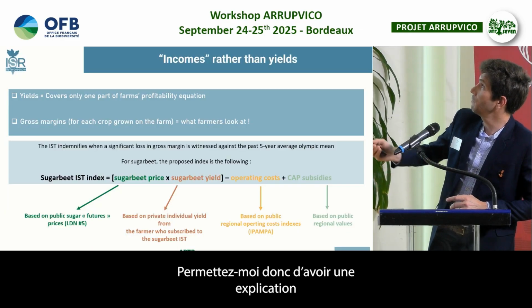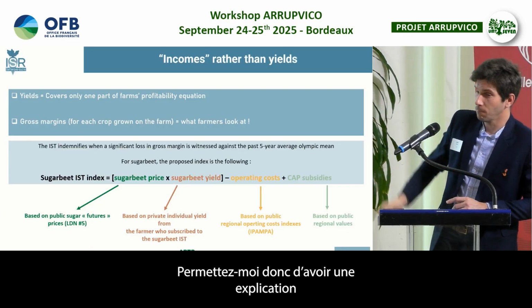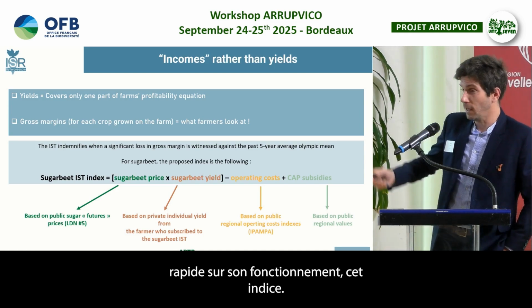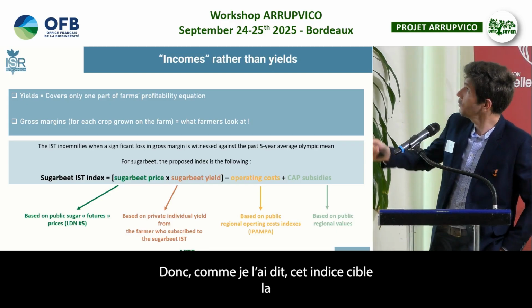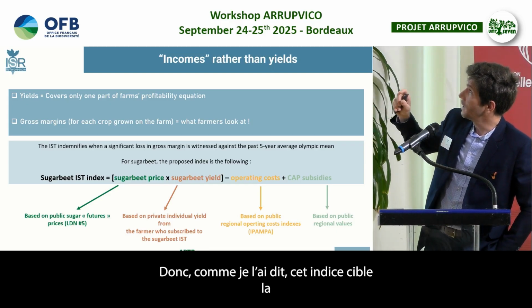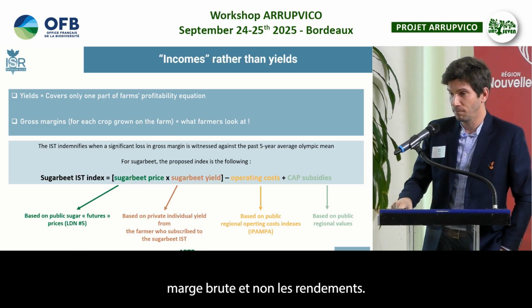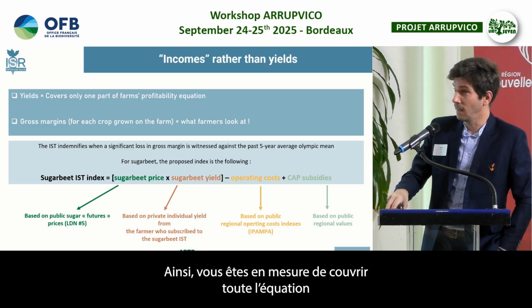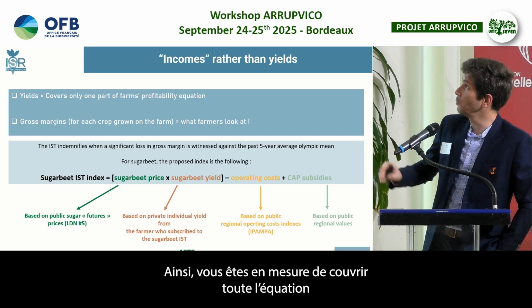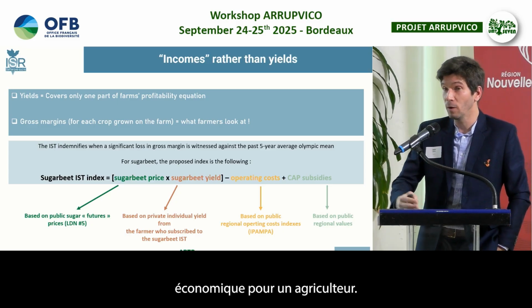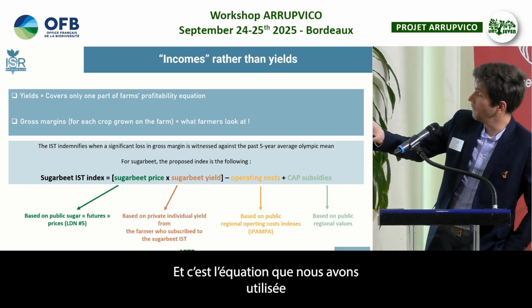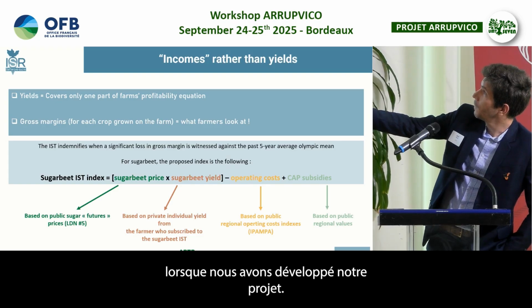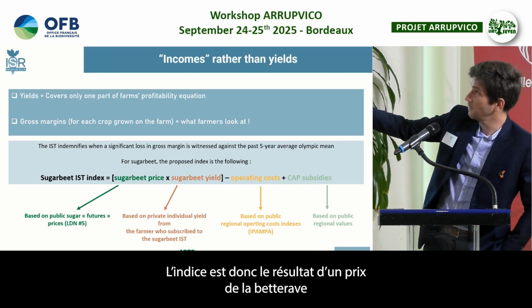So let me just have a quick explanation on how this index works. As I said, this index is targeting the gross margin and not yields. Like that, you're able to basically cover the whole economic equation for a farmer. And this is the equation that we used when we developed our project.